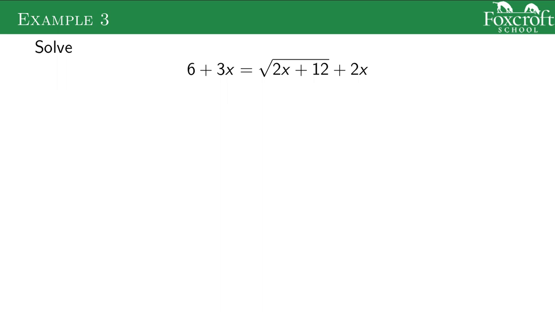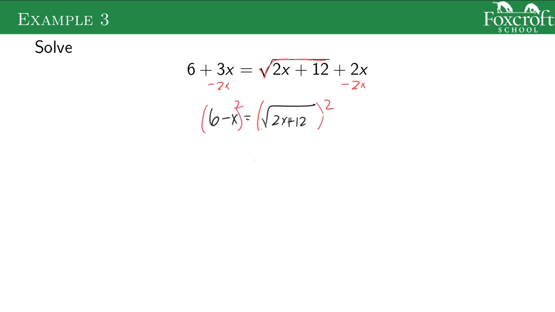This one, similar. I want to get this square root by itself first, and right now there's this extra plus 2x. I'm going to subtract 2x from both sides. So I get 6 minus x equals my square root of 2x plus 12. But now my square root is by itself, so now I can square both sides.